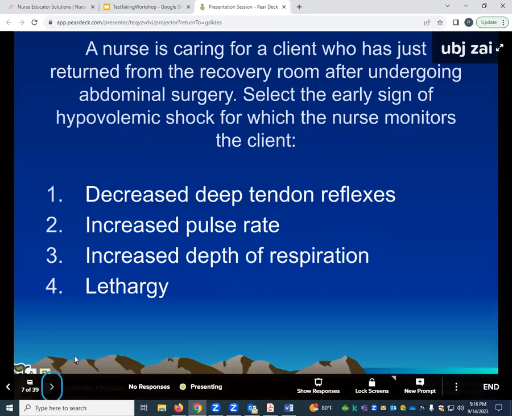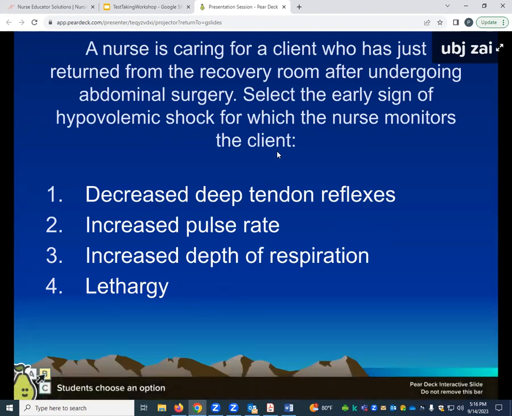So let's do another one. The nurse is caring for the client who has just returned from the recovery room after undergoing abdominal surgery. Select the early sign of hypovolemic shock for which the nurse monitors the client. Decreased deep tendon reflexes, increased pulse rate, increased depth of respiration, lethargy.